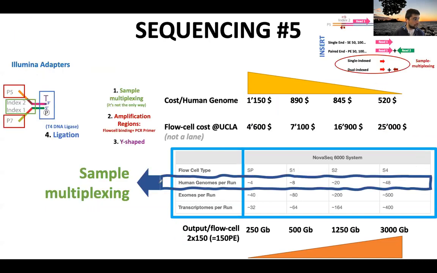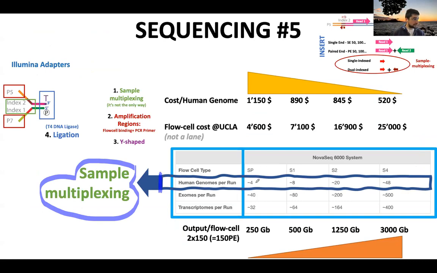And how do you do that? You basically mix samples with different barcodes or indices. This is called sample multiplexing. If your samples have different tags, and you're adding tags during the adapter ligation or during the PCR, we've seen it before.